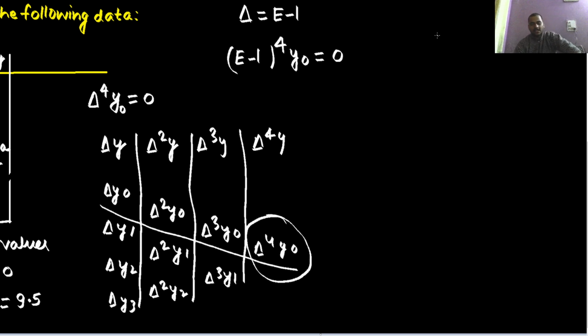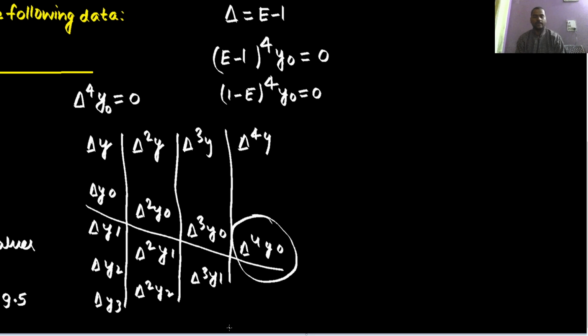So you know that if you are writing x minus 1, as and when the power is even, or 1 minus x, that doesn't matter. If I write this as 1 minus e to the power 4, that will also be similar because I have just taken minus common, and minus 1 power 4 is nothing but 1 only. So that will not make any impact.